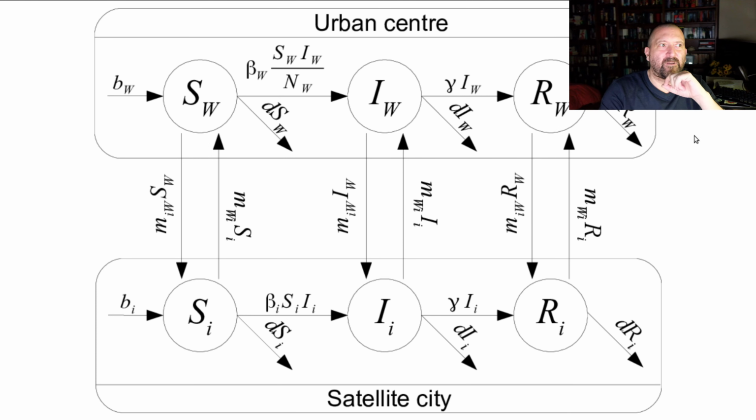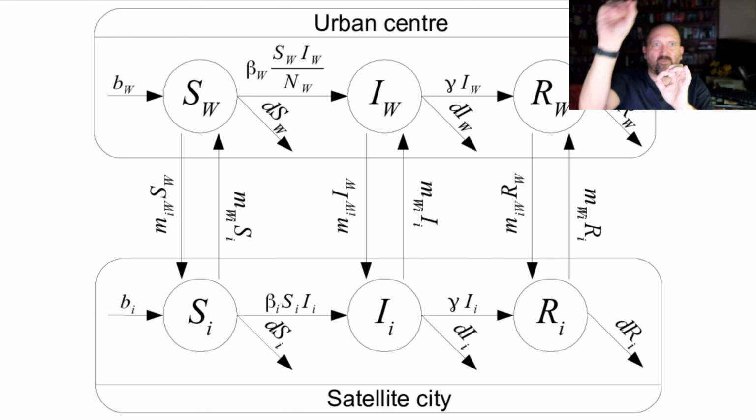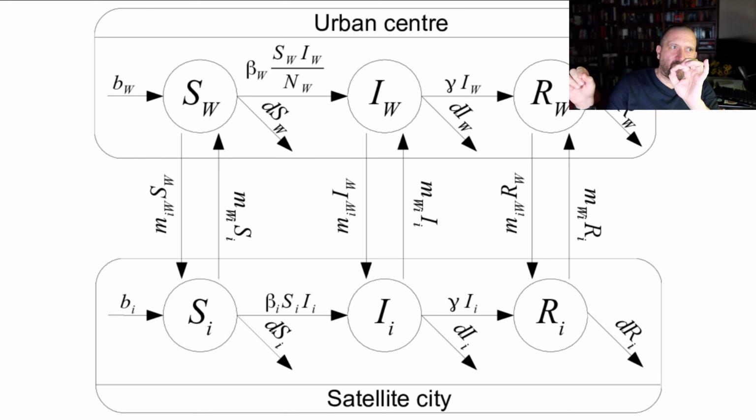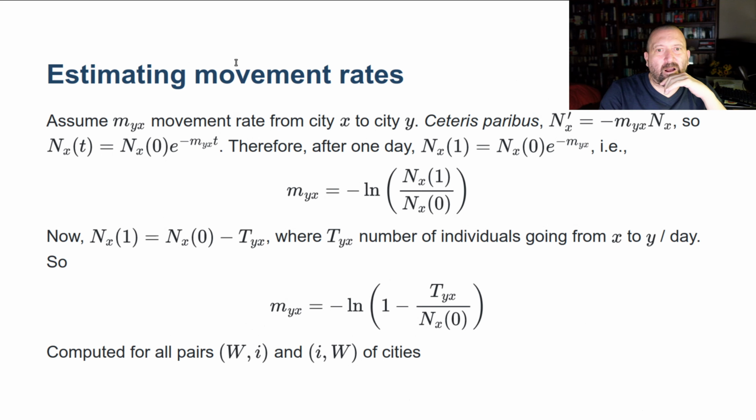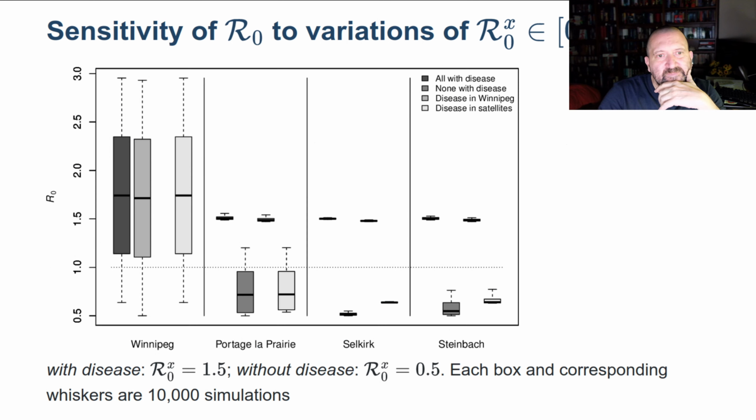I should point out the way the model works is that Winnipeg is center. There's no movement between any of the other locations. It's just Winnipeg to all the locations back and forth. Okay. It's called a star graph. We estimated movement rates. I'm not going to go into details. I'll just point out that if you want to estimate movement rates, you can refer to this slide.